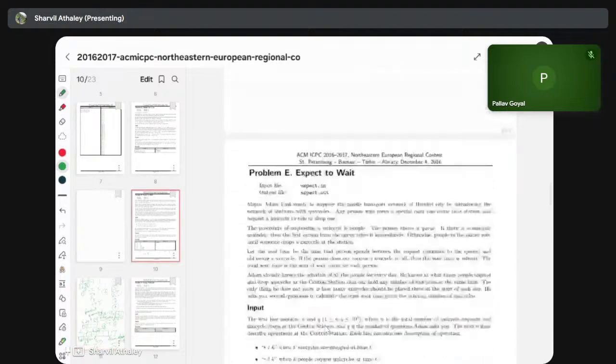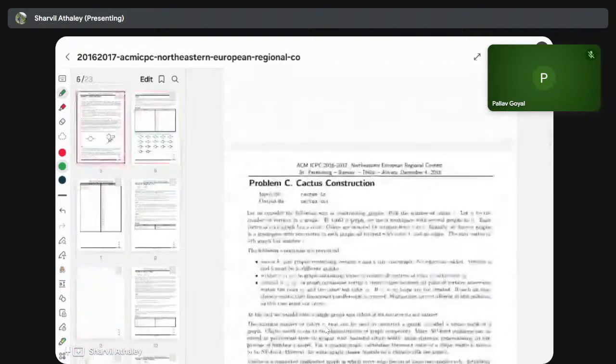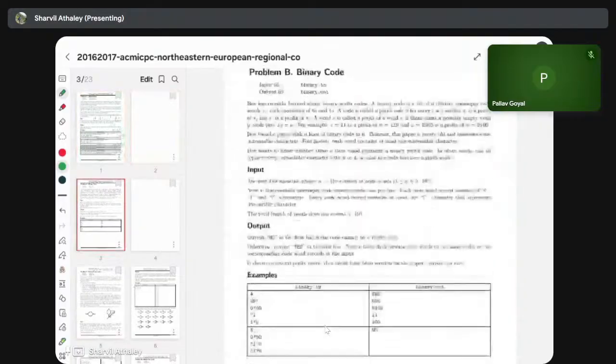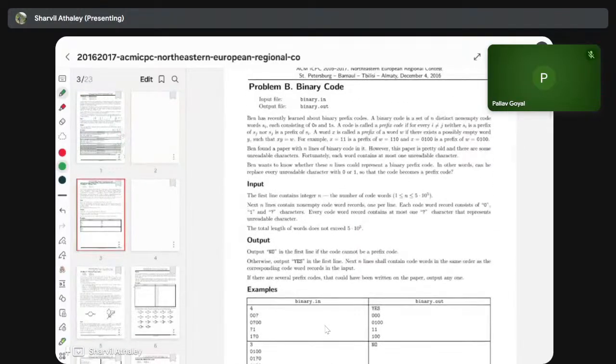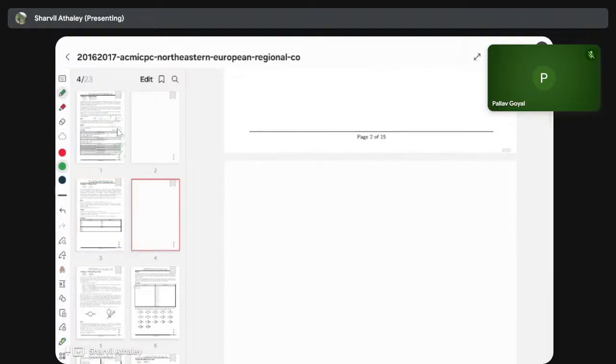Now let's move on to question B. This question is a standard two-side question which we have to implement with tries.